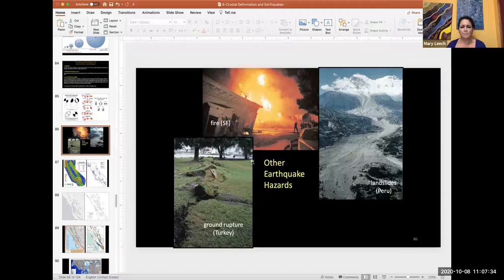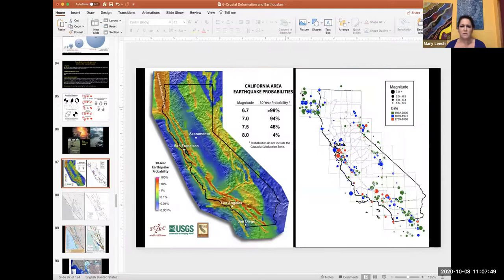Ground rupture is another example. This is one from Turkey. So this is probably on the North Anatolian fault. But that's pretty spectacular. I would love to see that one day. I haven't seen that. Oh, good. The neighbor has somebody leaf blowing next door.